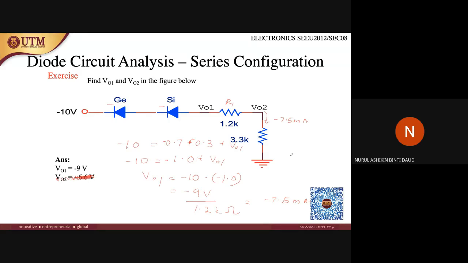Wait, so voltage here is how many? This is 0.7. No, sorry, this is 0.3. This is 0.7, right? So this is 1. So the total voltage should be 10, right? So here is minus 9. I think VO1 is also wrong then in this case, because for example the current doesn't flow here.